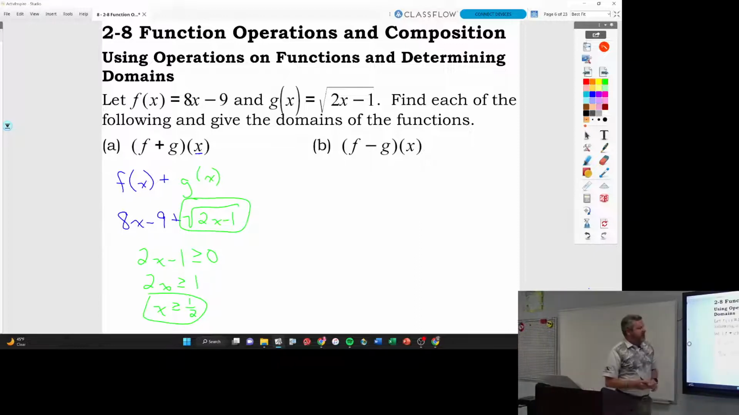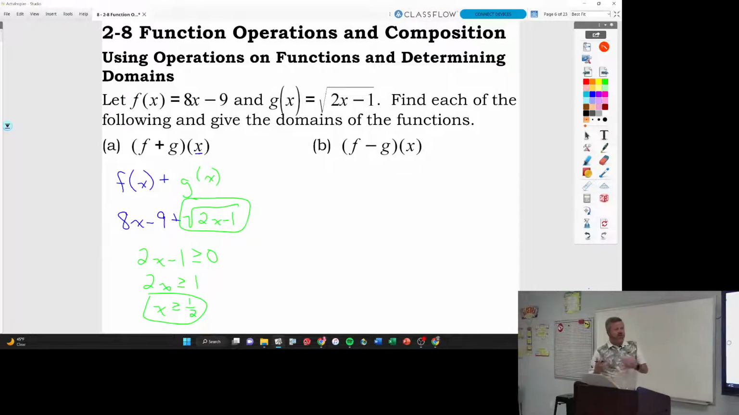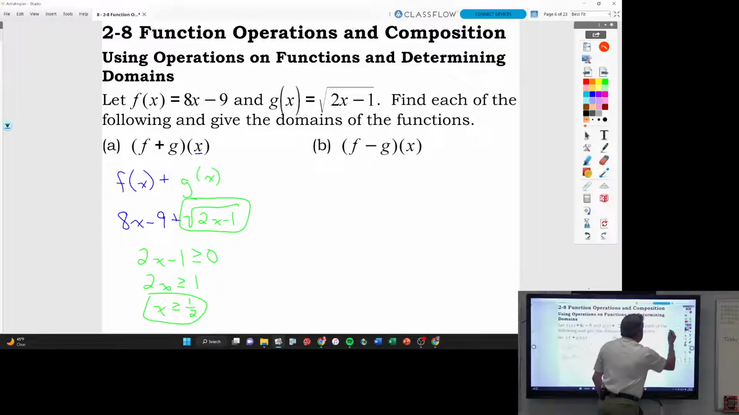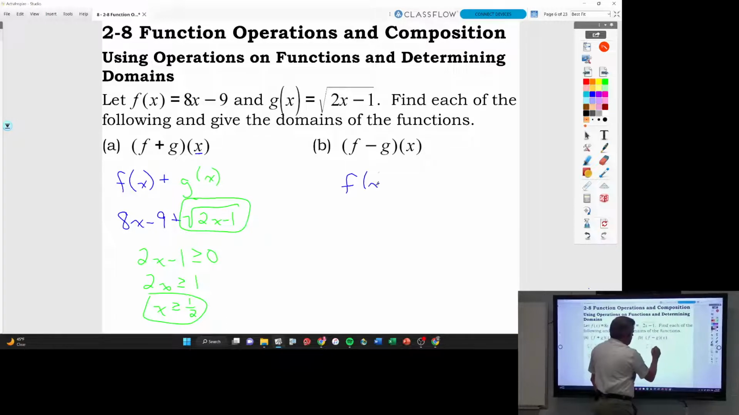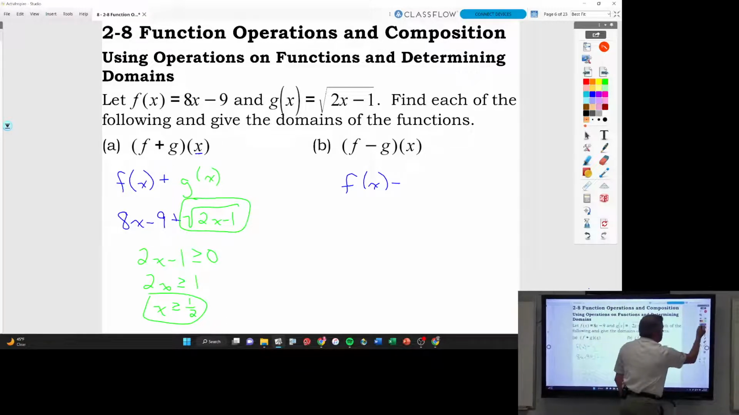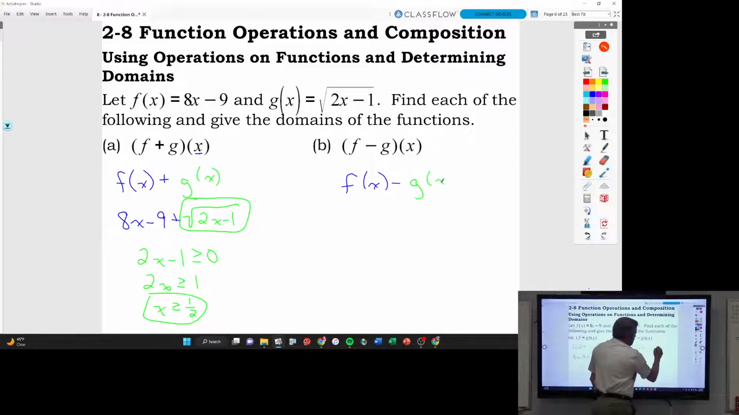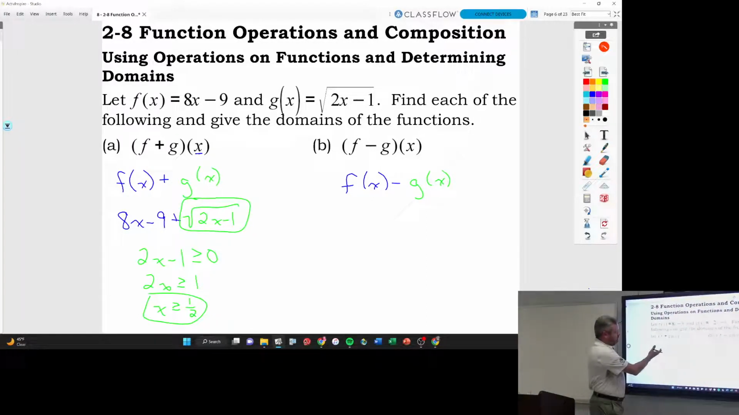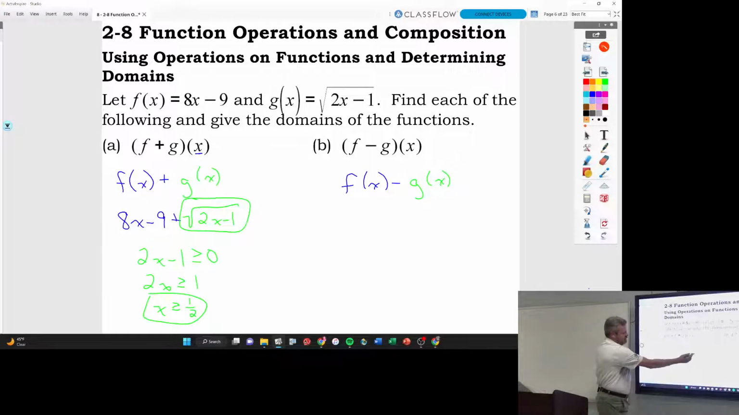Part B, f minus g of x. Well, this is going to be pretty much the same thing, except we're taking the f function minus the g function. So we have f of x minus g of x. And that means, again, just like the previous problem, except instead of that plus sign right there, we're going to be subtracting.